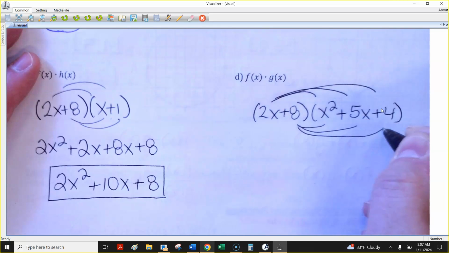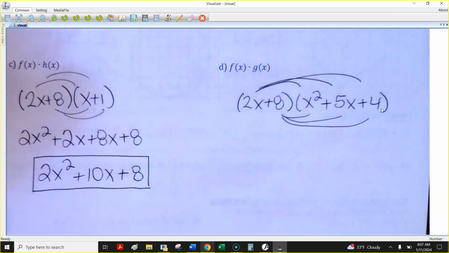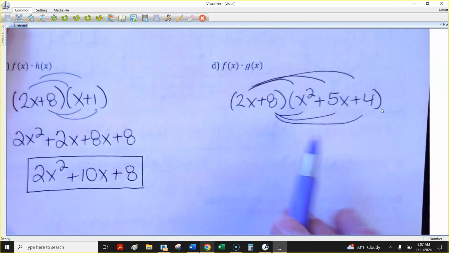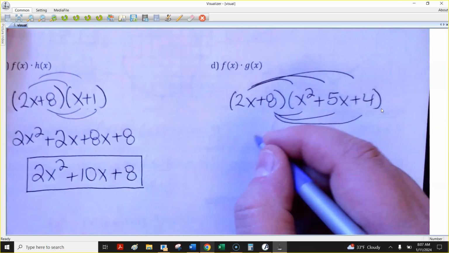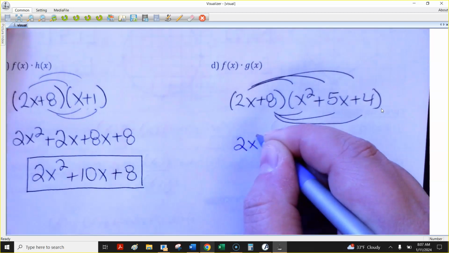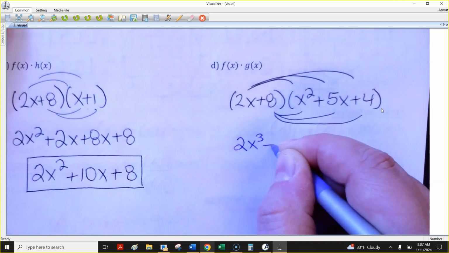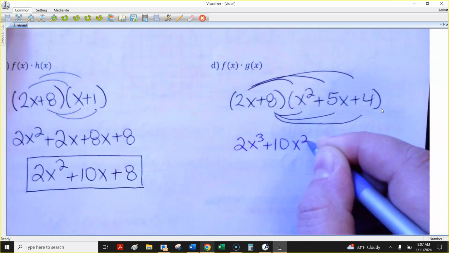If you like to do the FOIL, I'll just go through, if you had Mr. Shramick, I do this a little different maybe. But I just take the 2x times all three of those terms. So I'm going to have 2x cubed plus 10x squared and then plus 8x.